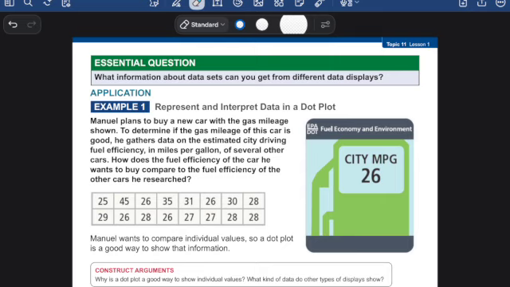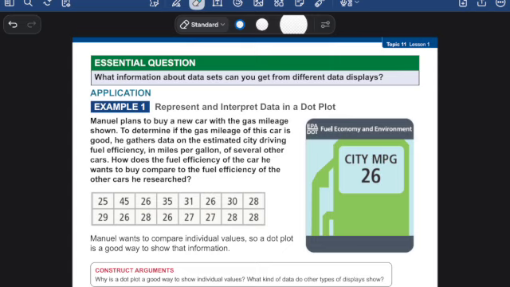Example 1, represent and interpret data in a dot plot. Manuel plans to buy a new car with the gas mileage shown. He wants a car that has 26 miles to the gallon. To determine if this gas mileage is good, he gathers data on the estimated city driving fuel efficiency of several other cars. And we can see that data here represented in the table.